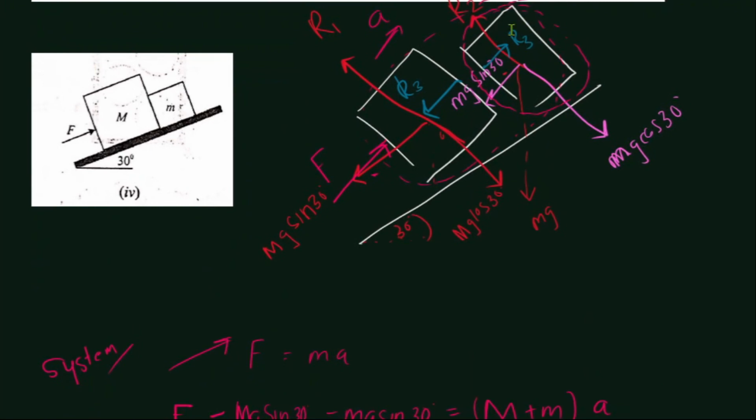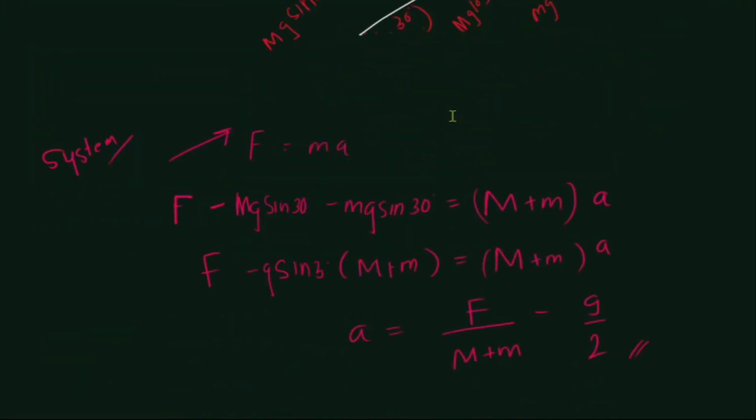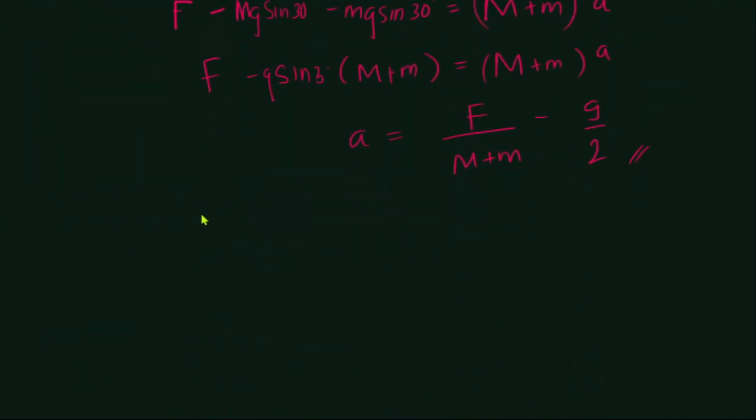So what is the upward force? The upward force acting on the simple m object is R3, and its weight is acting downwards. So if I apply F equals ma to the simple m object, what is the upward force? The upward force is simply R3, right?